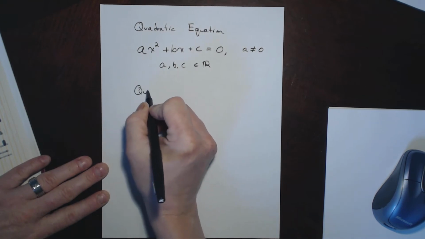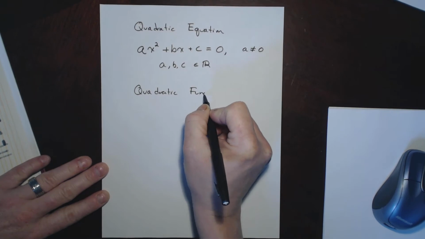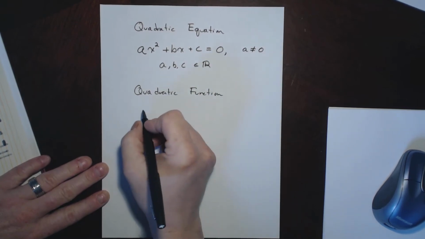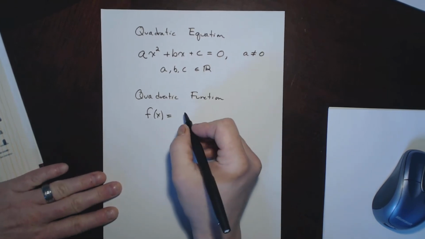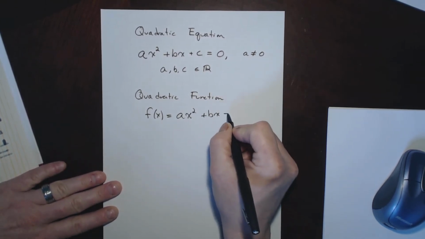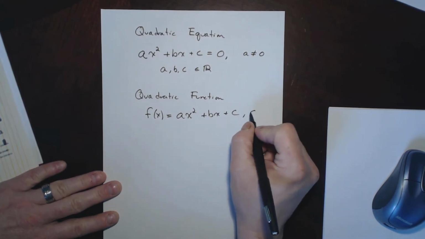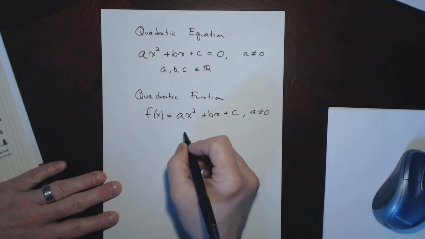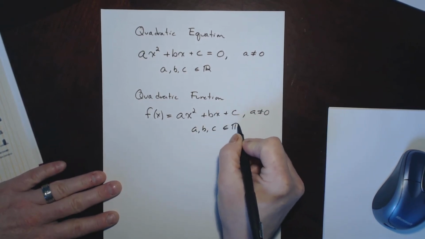A quadratic function is f of x is equal to ax squared plus bx plus c. Again, a is not equal to 0, and a, b, and c are all going to be elements of the real numbers.